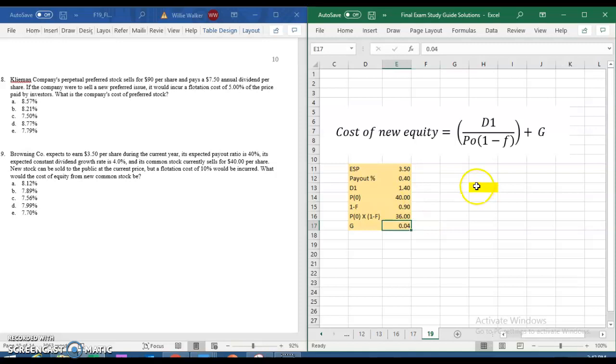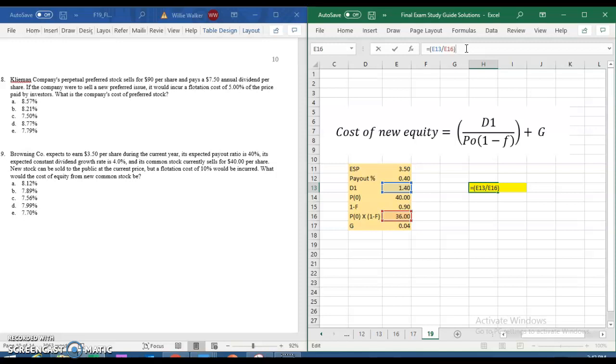Okay. We have everything we need now in order to compute our cost of equity. So in this area, I'm just going to set up my formula. So we have D1 divided by P0 times 1 minus the flotation cost. I'm going to put this in a bracket. And of course, for this particular exam, I don't believe we'll be able to use Excel. So just walk through everything that I'm doing on paper.